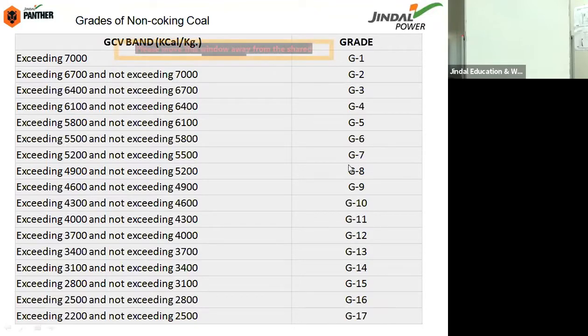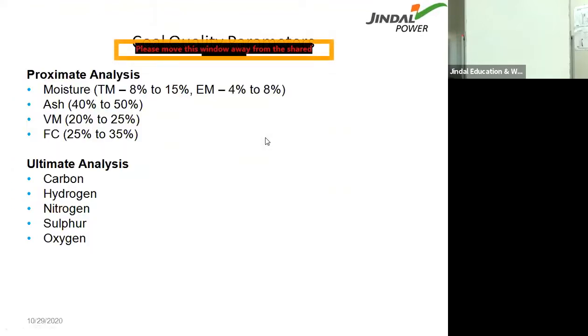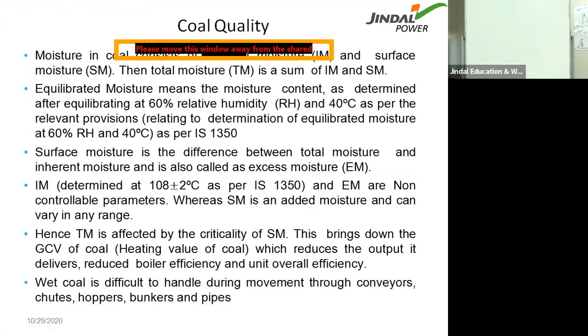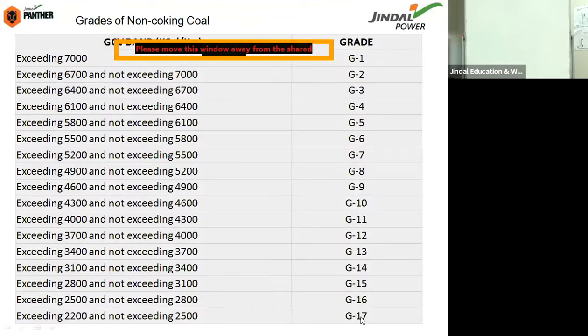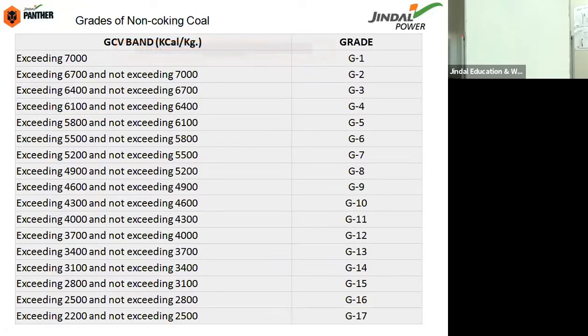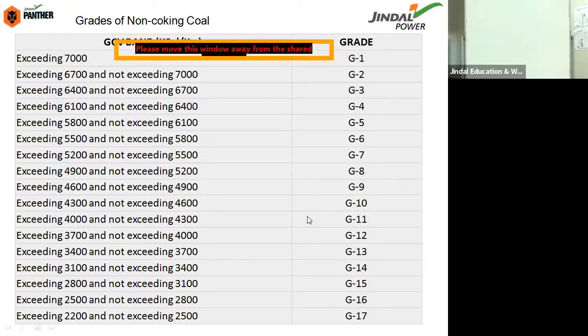Basically, in the Indian subcontinent you get G5 to G17 grade of coal. G1 to G4 grade of coal is provided by CIL, but is not at all available. G5 to G17 grade of coal is available, and G11 to G17 grade is vastly available. These grades are the majority available in the local nearby mines from which we procure. Next.